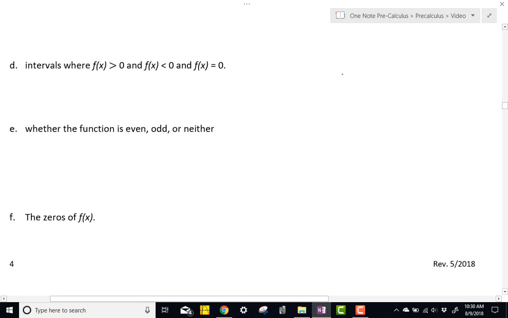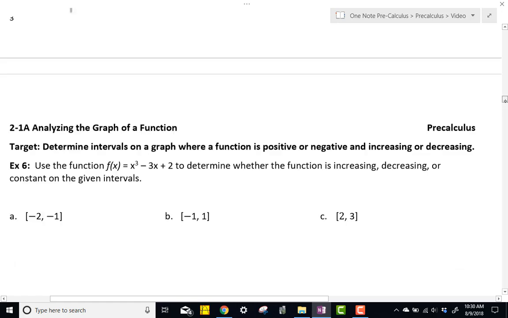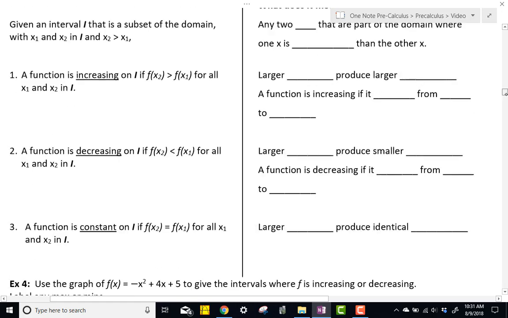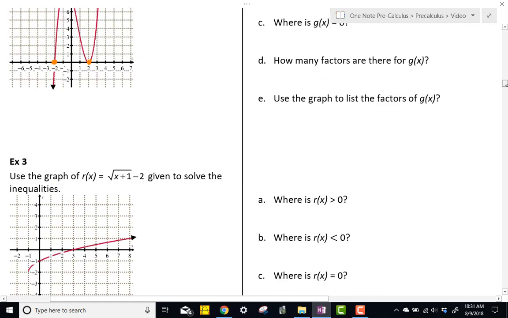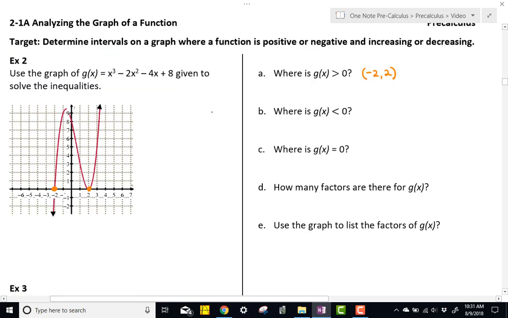Not sure what happened there. Let's see if we can get this back here. All right, here we go.